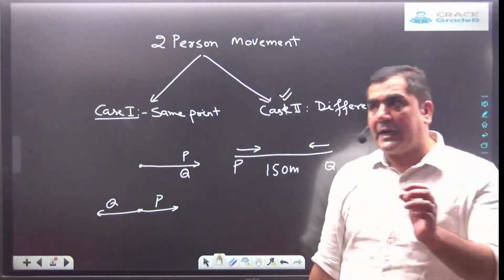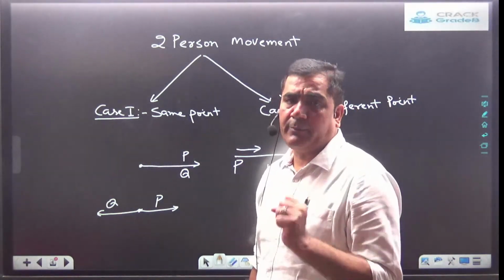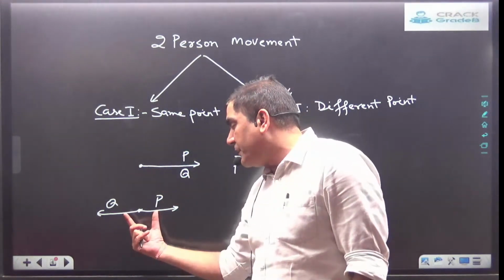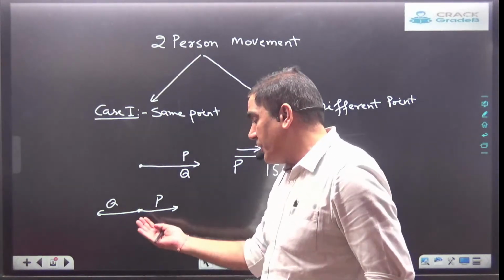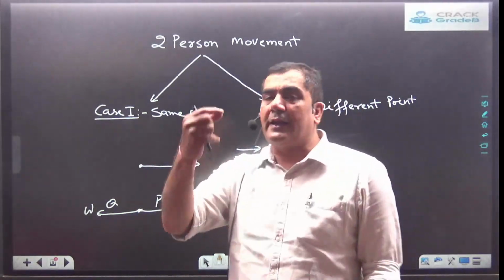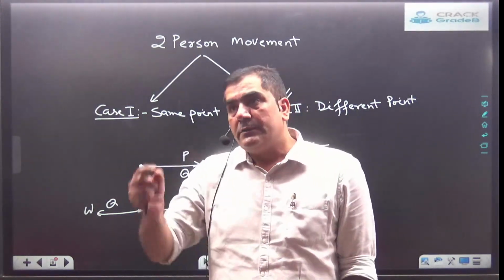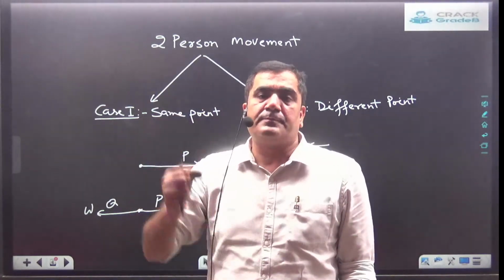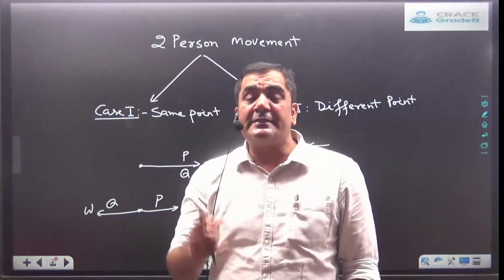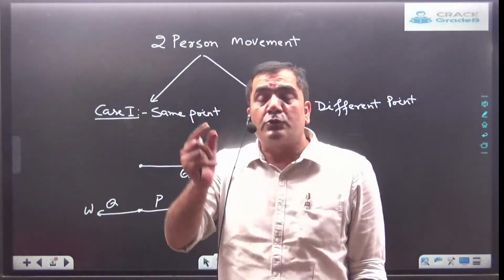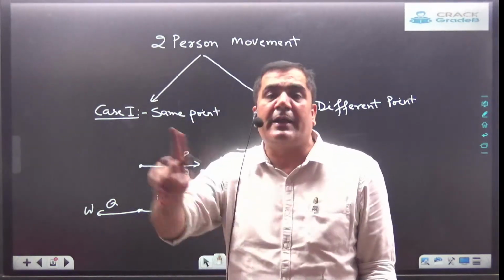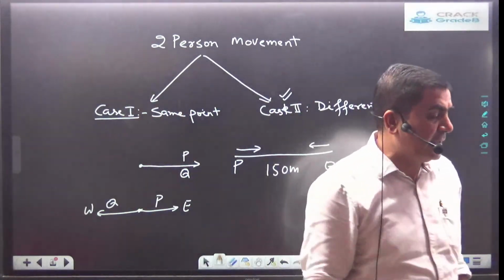Clear? Whenever they start from the same point, 2 cases are possible. Case number 1, both will move in the same direction, or both will move in the opposite direction. Opposite means one will go towards east, then the other will go towards west. Suppose they have given like this: two persons P and Q start running 50 kilometers together. Since they have not used the words opposite directions, it always means they will run in the same direction.